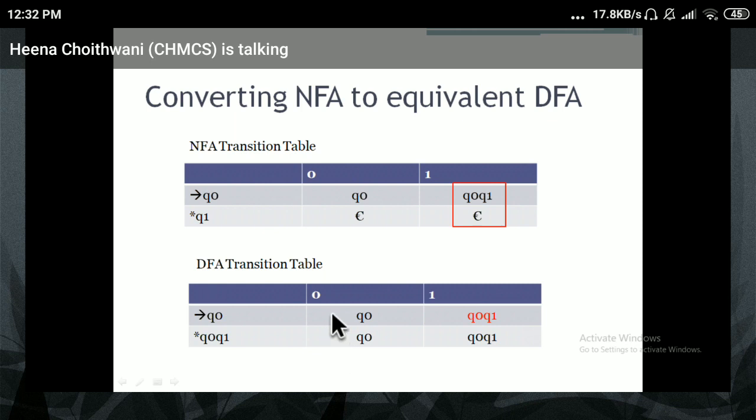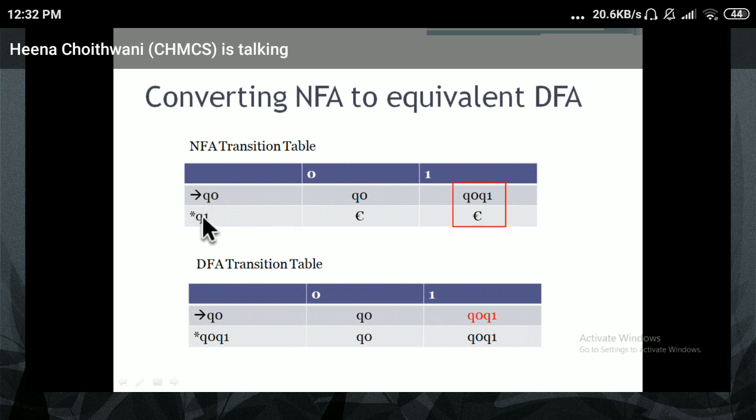Check in the DFA table if any of these two states is moving to Q1. Do you have any transition moving to Q1? Check in these four entries. Q0 on 0 is moving to Q0. Q0 on 1 is moving to the new state, that is Q0 Q1. And that new state on 0 will move to Q0, and on 1 it will move to itself. So we have no transition on Q1, right? No one of them will move to Q1 on 0 or 1, right? So we don't have any transition going to Q1.